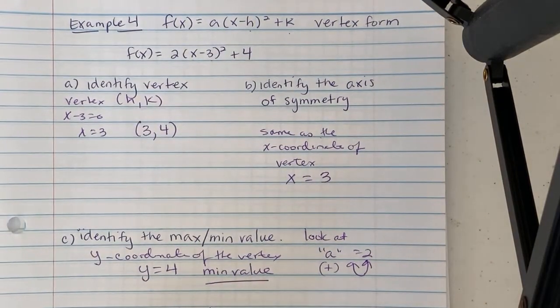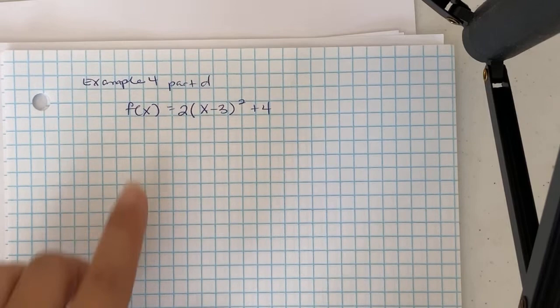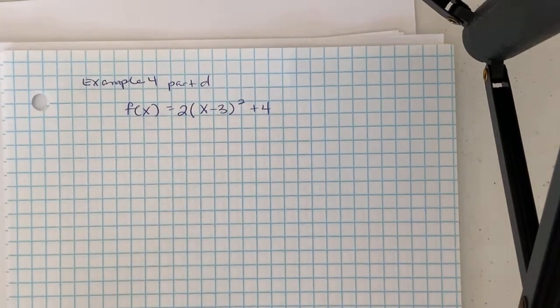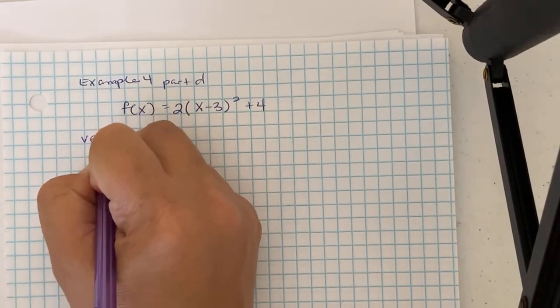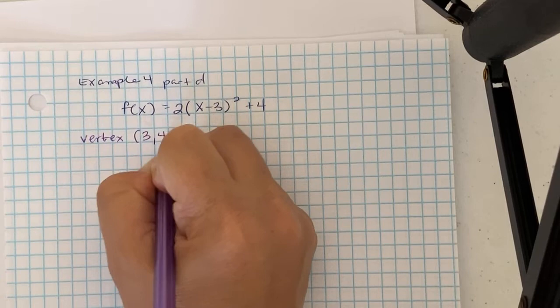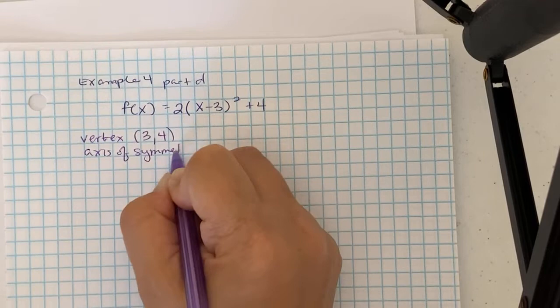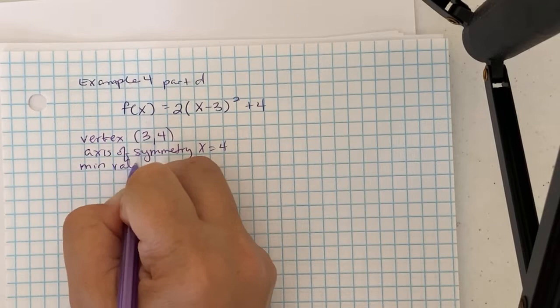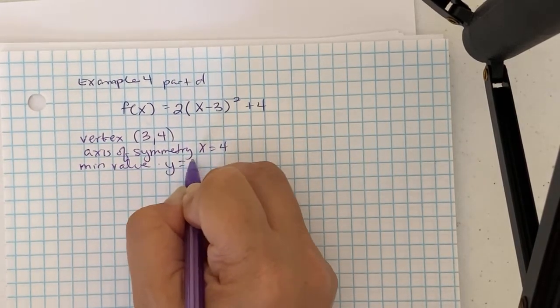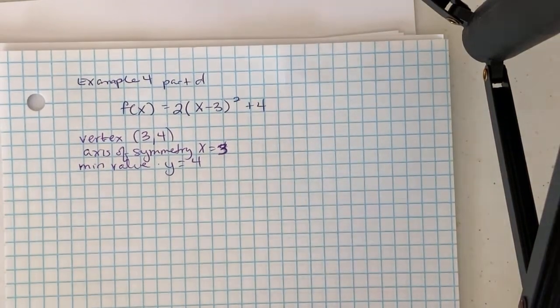The next part that we need to do is actually graph our equation. So let me switch and get graph paper and we'll continue. Okay, so we have our function as f of x equal to 2 parentheses x minus 3 closed squared plus 4. Let's remember our key features. The vertex is 3, 4. Our axis of symmetry is at x equal to 3. Our minimum value is y equal to 4.